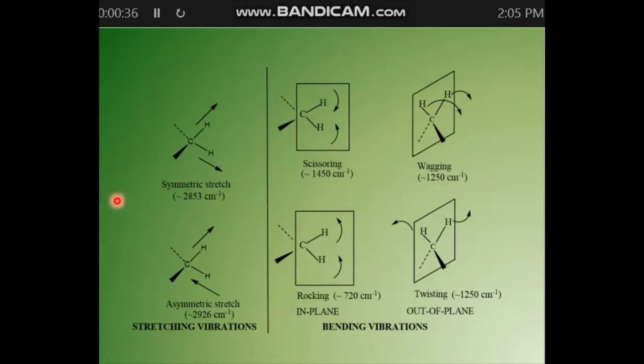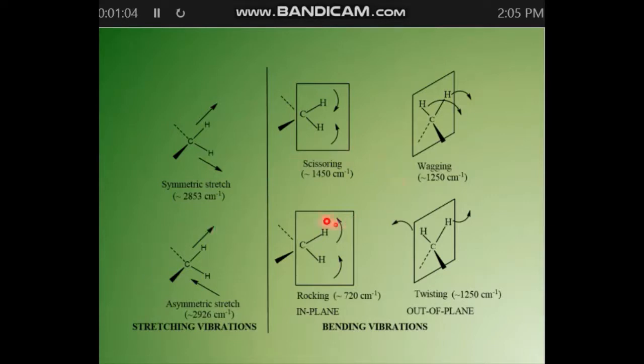Here we can see stretching and bending vibrations of CH2. These two structures on the left side represent the symmetric and asymmetric stretch of the two hydrogens on CH2. The symmetric stretch has wave number 2853, while the asymmetric stretch has wave number 2926.